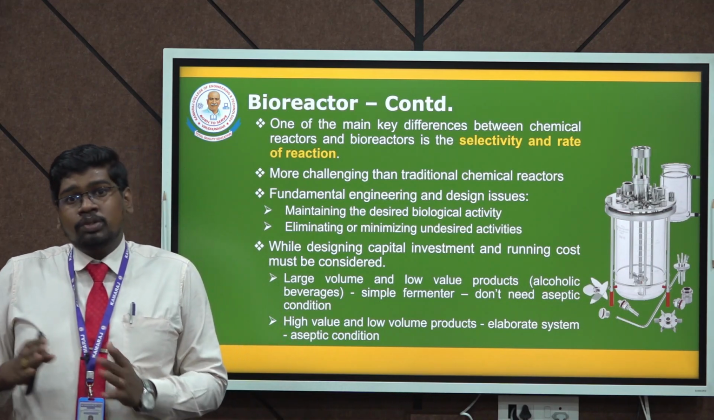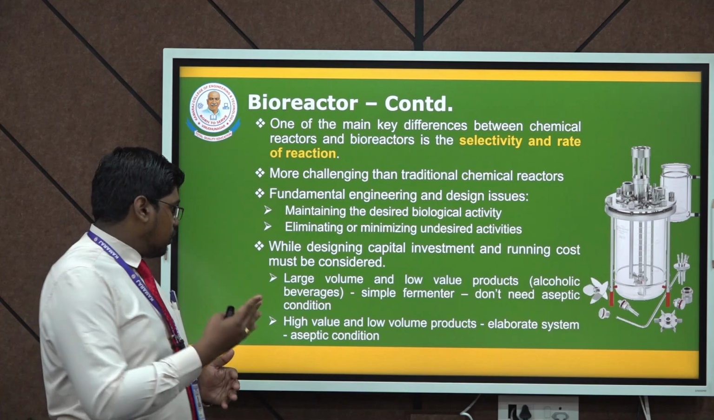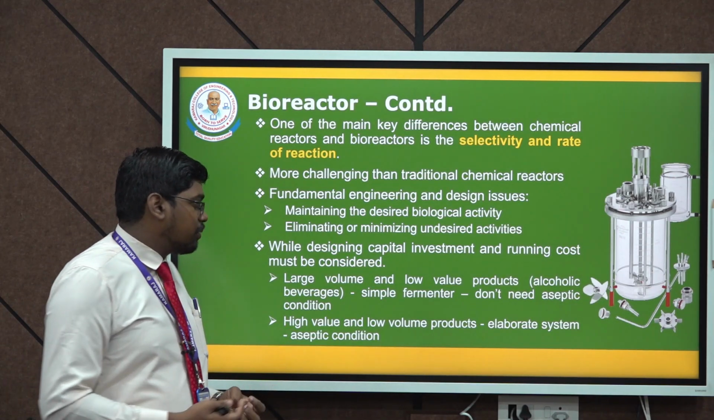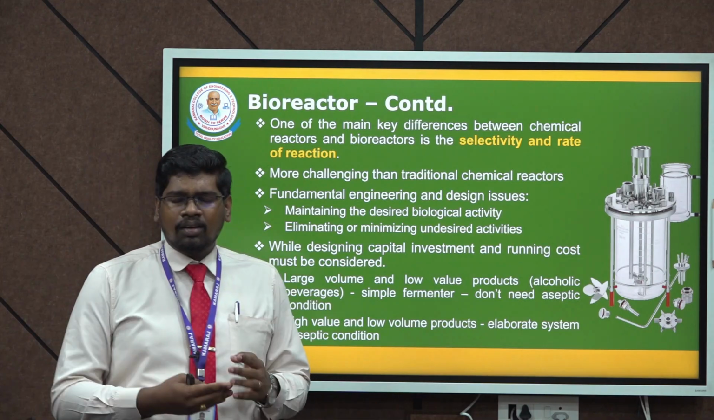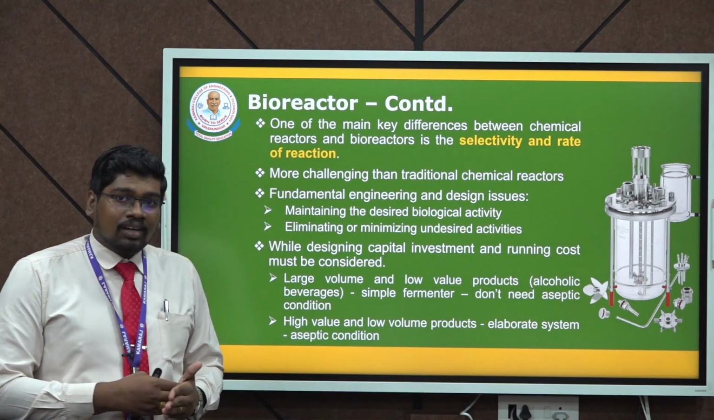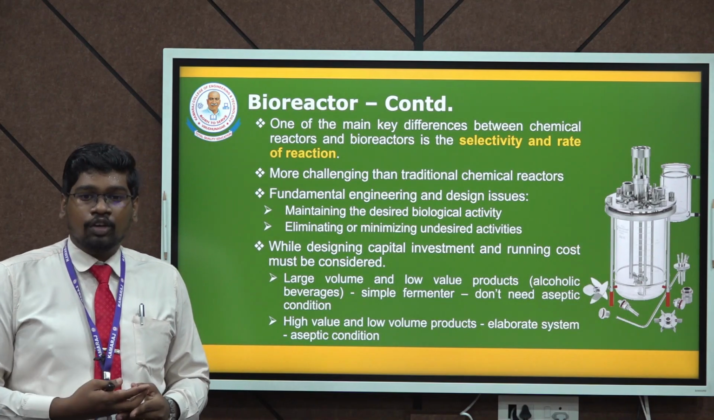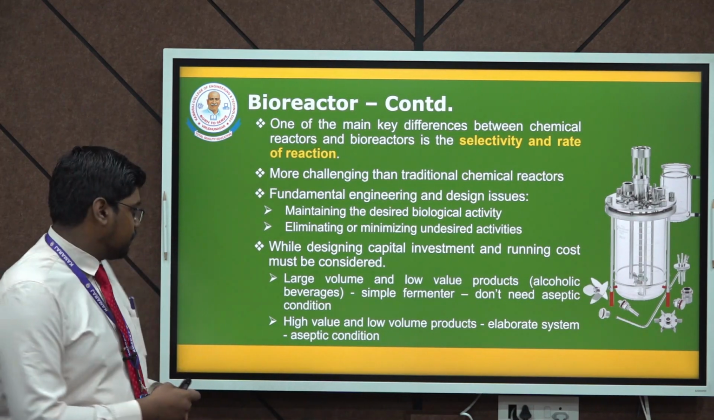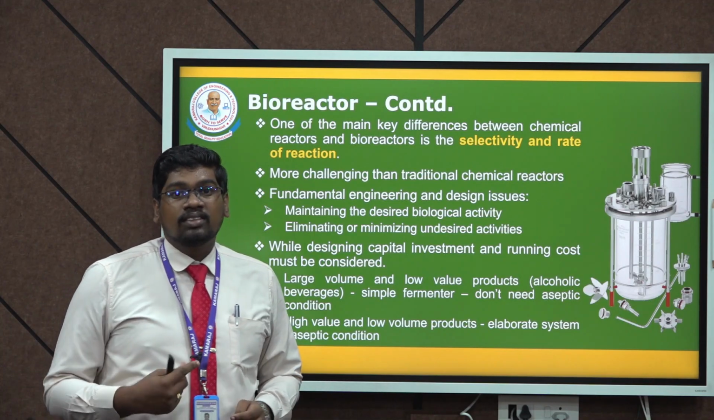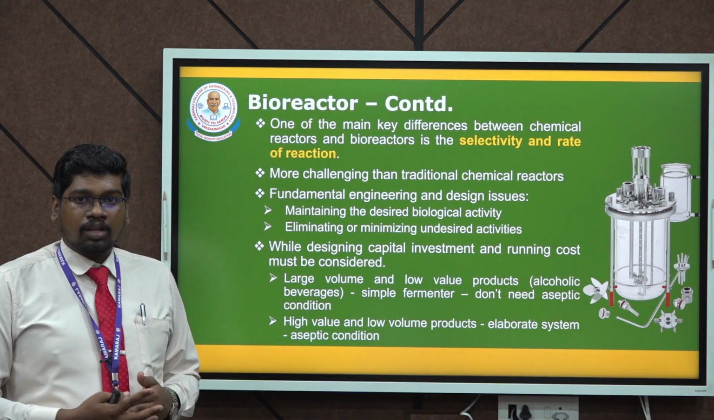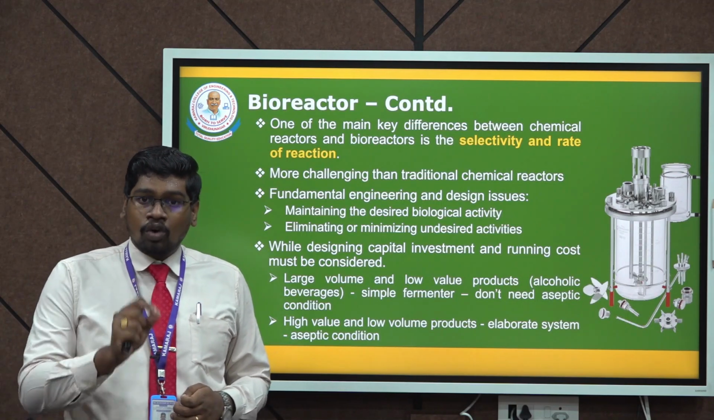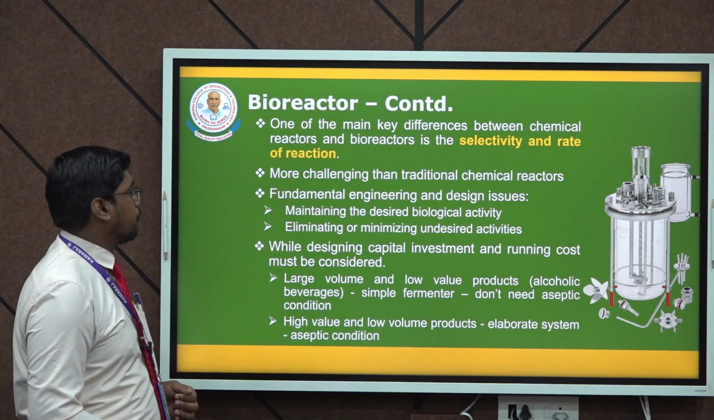There are several groups of bioproducts. For example, large volume low value bioproducts such as alcoholic beverages, bulk biomass producing components or enzymes. For that type of bioreactors, there is no need for sophisticated equipment for the production. For high value low volume products such as hormones, therapeutics and monoclonal antibodies, there should be a highly aseptic environment and the process should be more specific for that type of bioproduct.